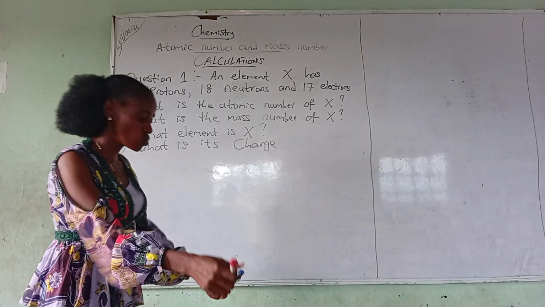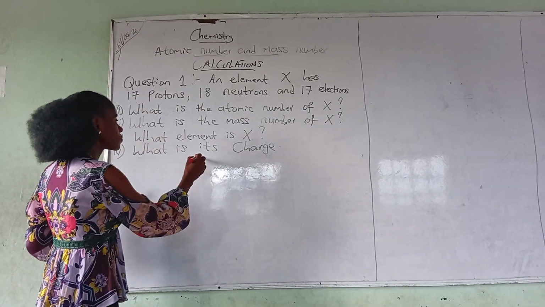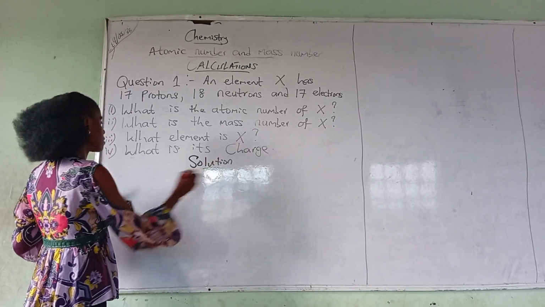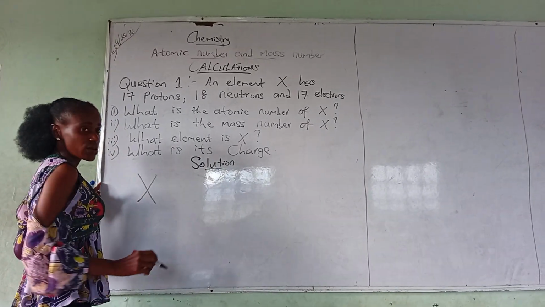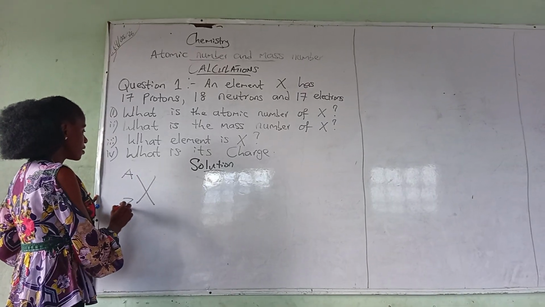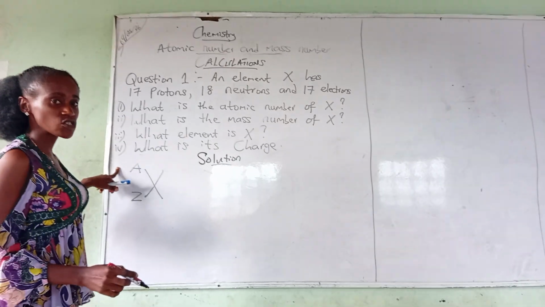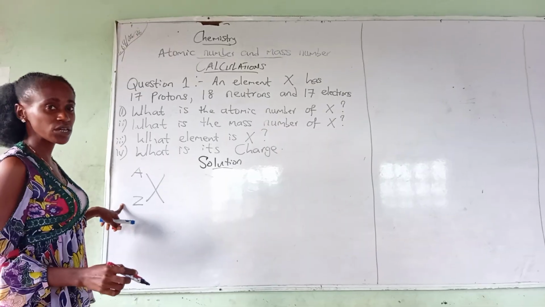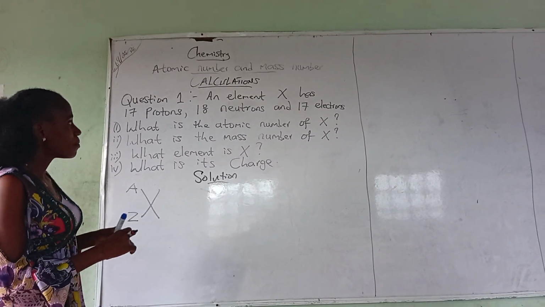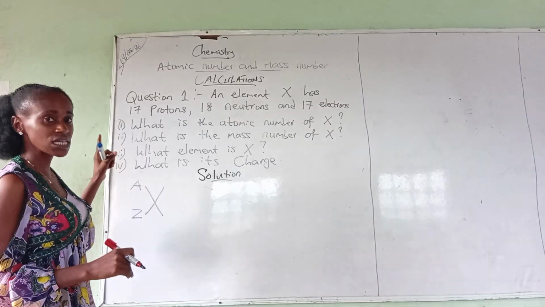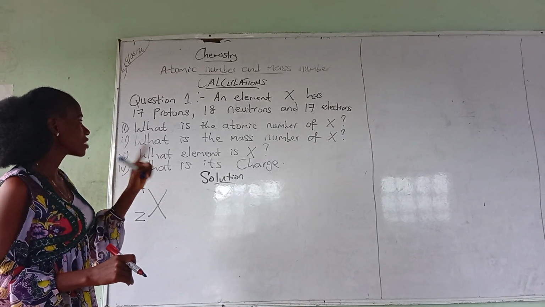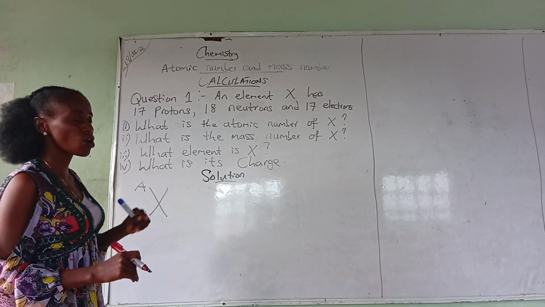So let's assume this is our element X, right? And then we have our A here and then here, that is the mass number and the atomic number. Now looking at it again, an element X has 17 protons, 18 neutrons, and 17 electrons. What is the atomic number of X?